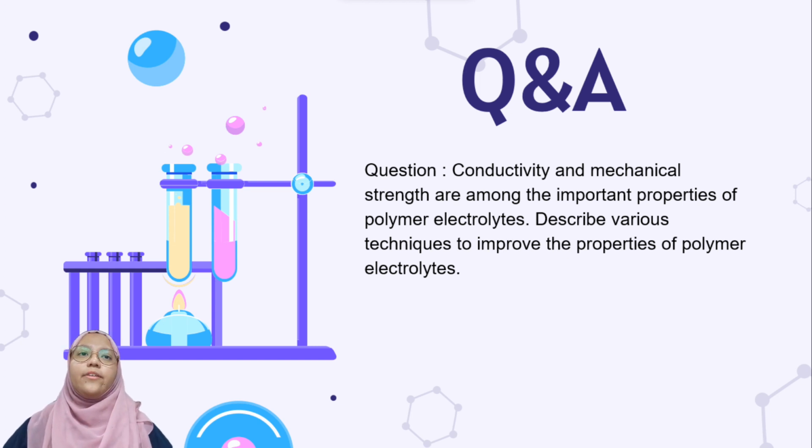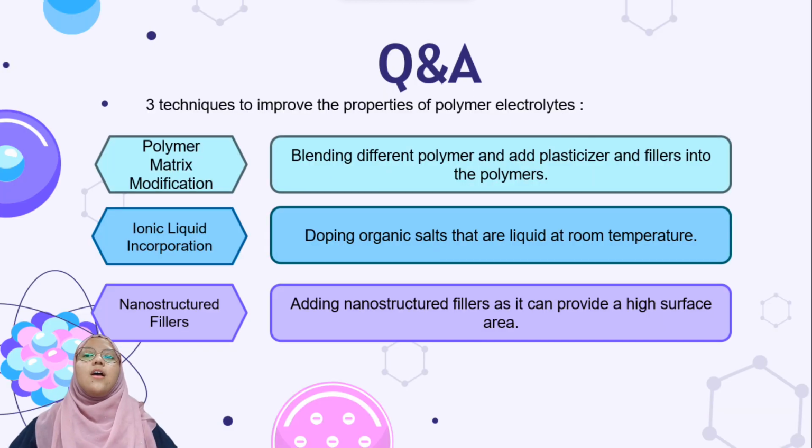The question is: conductivity and mechanical strength are among the important properties of polymer electrolytes. Describe various techniques to improve the properties of polymer electrolyte. Based on our studies, we found three techniques to improve the properties of polymer electrolytes. Firstly, we can do polymer matrix modification by blending different polymers and adding plasticizers or fillers into the polymer.